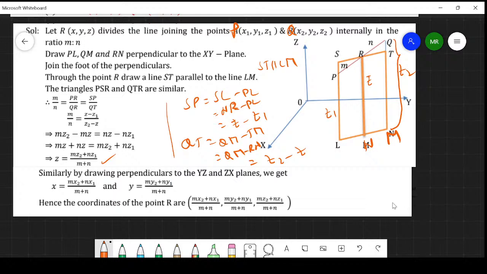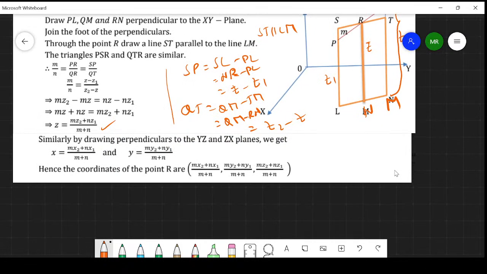Therefore, the coordinates of the point R are like this, you'll get. The coordinates of the point R, I can express, you get all the points. So this is the section formula.